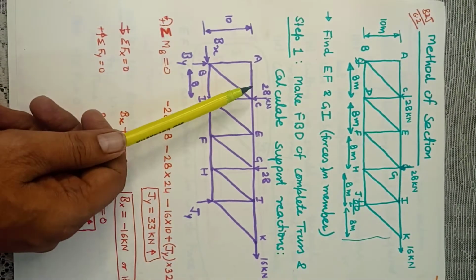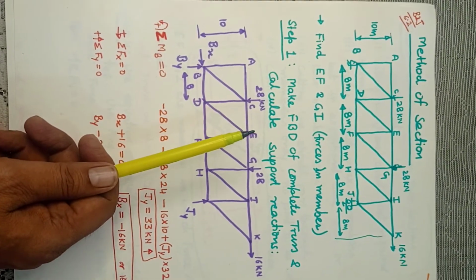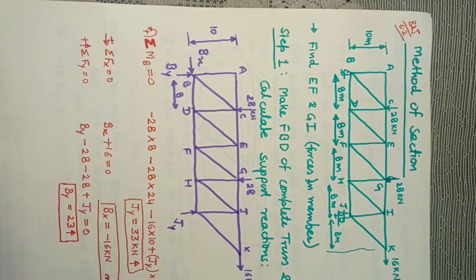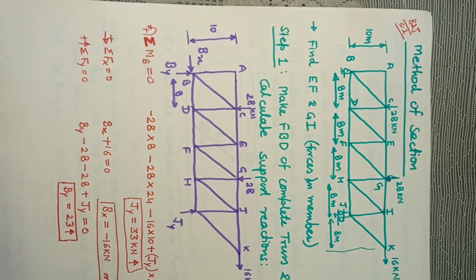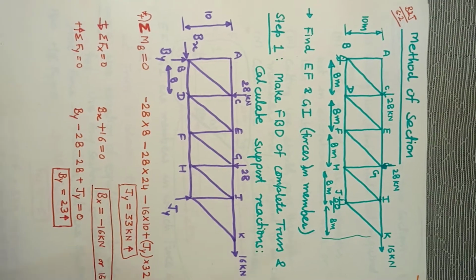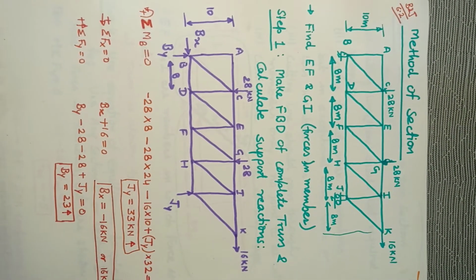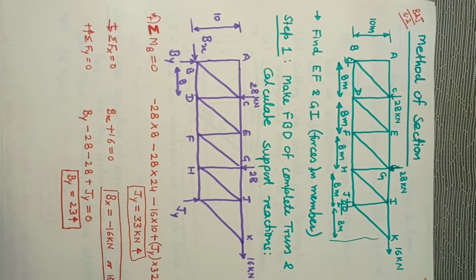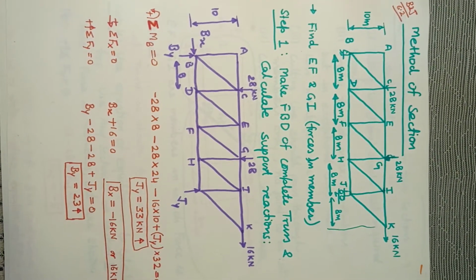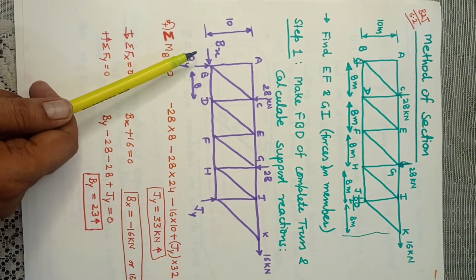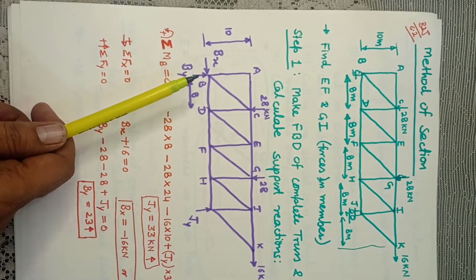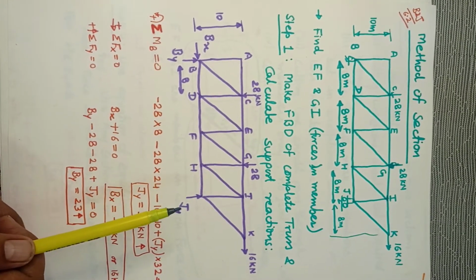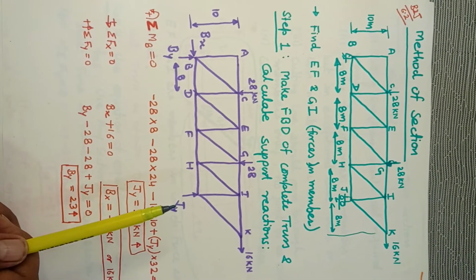So step 1 is the same as I told you in method of joints. Whenever there are supports like hinge and roller, there are three unknowns, and in such situations, except in cantilever beams, which we will leave aside, in all other questions our first step is going to be to determine the support reactions. So we have replaced the hinge support with two unknowns, Bx and By, and Jy, that is vertical at J.